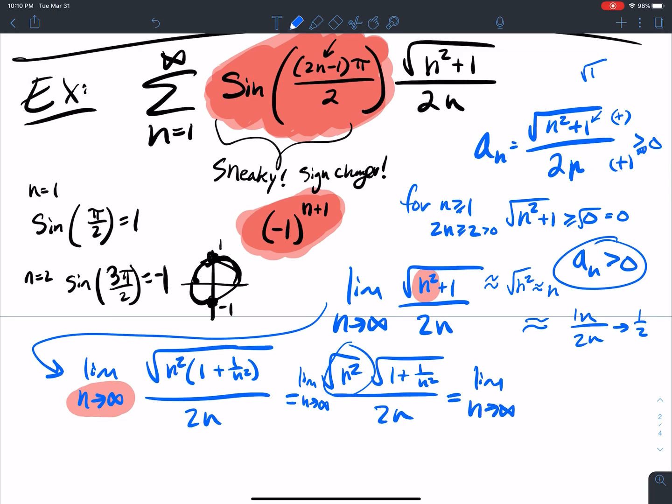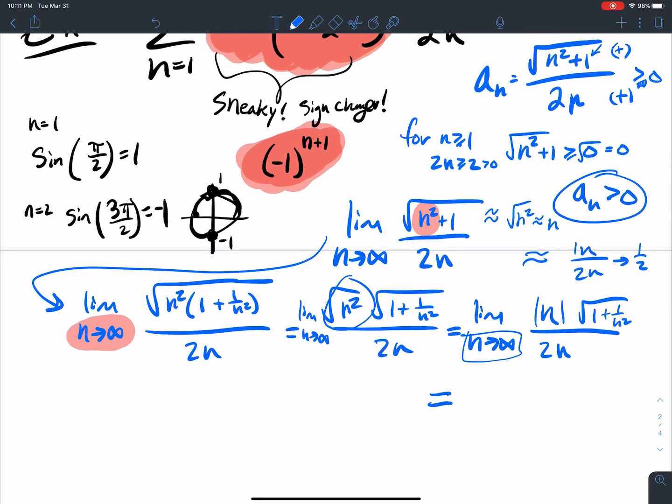This reduces. Okay, this reduces to n, or absolute value of n, over 2n. And we can drop the absolute values because we're heading to positive infinity, so it behaves the same way. And so what's happening here? These cancel, and I get what? I get the square root of 1 plus 0, since this piece here goes to 0, over 2. So this is 1 over 2, just like we hypothesized, right?